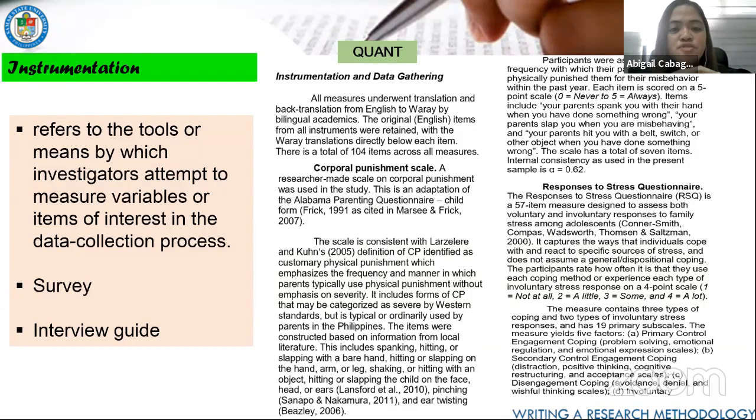Yes, you need to include it, which is sometimes not included by researchers. Okay, how about if it is a self-made test? If it is a self-made test, you also need to discuss in the instrumentation how the instrument was validated. And the processes that you went through for the data validation. Okay?